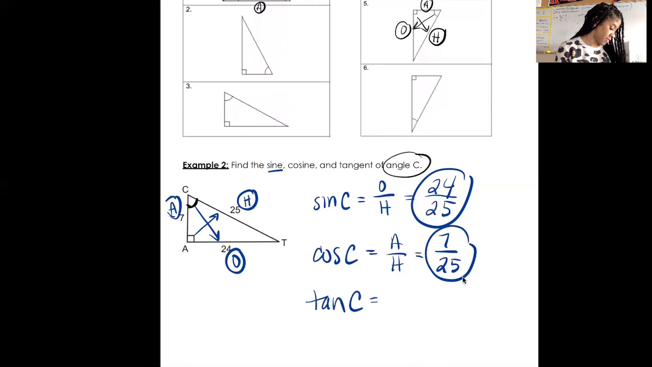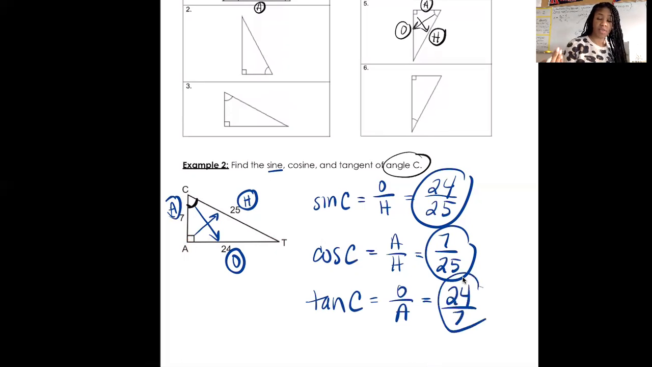Lastly, the tangent of angle C is equal to opposite over adjacent. My opposite is 24. My adjacent is 7. So that means that the tangent of angle C is 24 over 7.